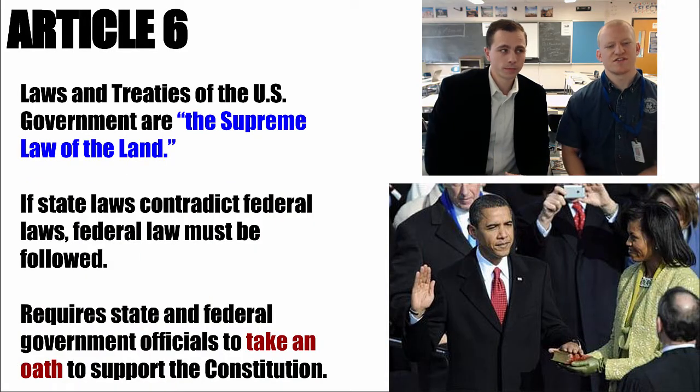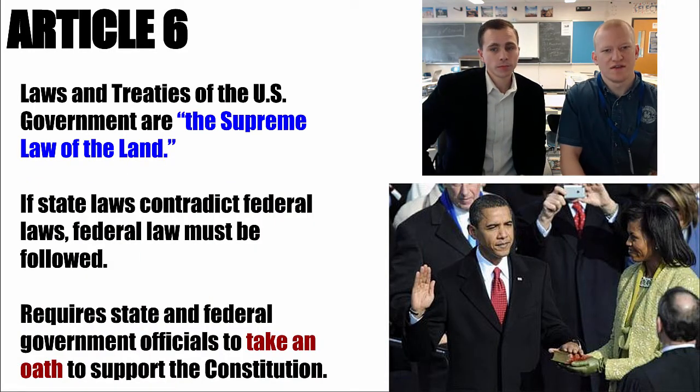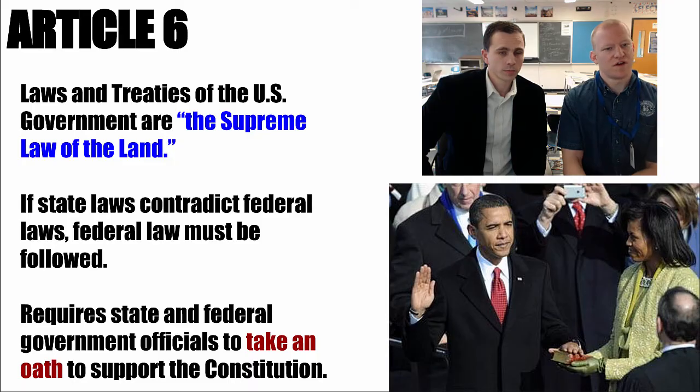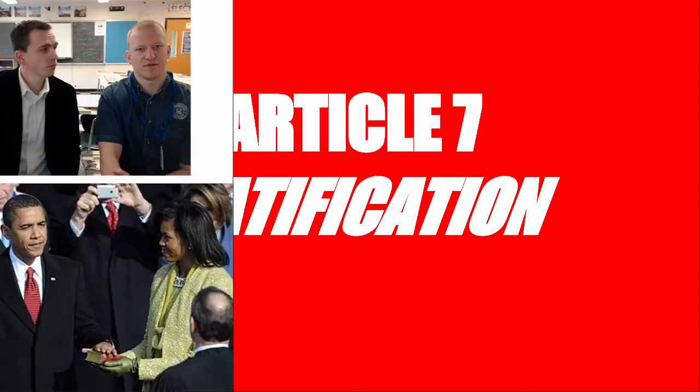Article 6 tells us that the U.S. Constitution is the supreme law of the land. This means that if there's a conflict between federal law and state law, federal law will always win. It requires state and federal government officials also to take an oath to support the Constitution as well.